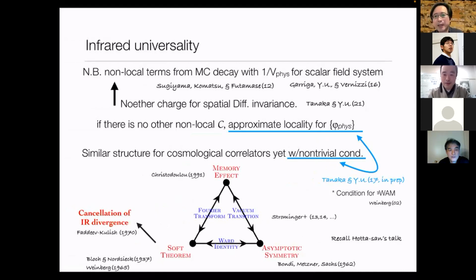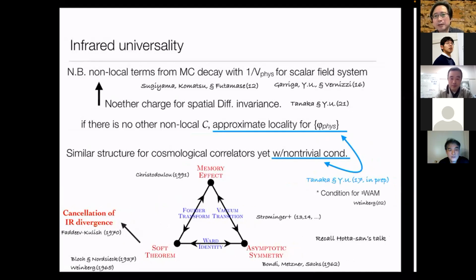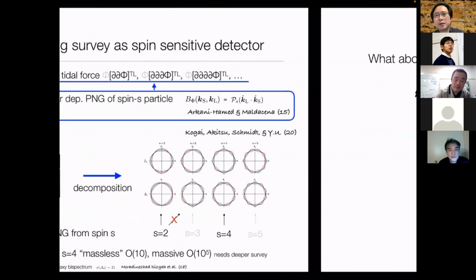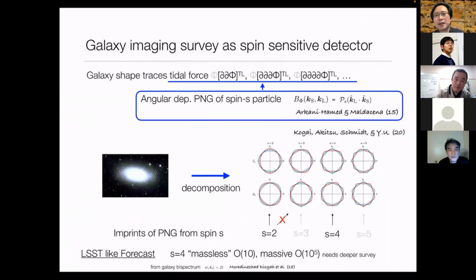What do you mean by the shape of a galaxy? You say that the shape of a galaxy constrains the spin, but usually the galaxy forgets about the initial condition of the cosmological perturbation. So what do you mean by galaxy shape?